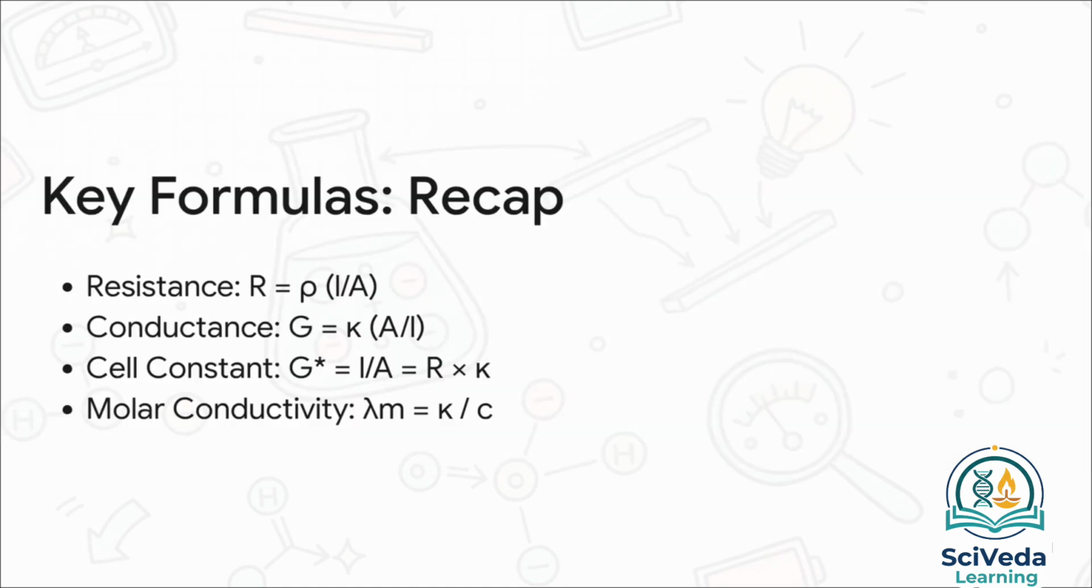Okay, before we wrap up, let's do a super quick recap of the most important formulas from today. We've got our basic definitions for resistance and conductance, we've got the cell constant, G star, and the 2 ways to think about it, and of course our formula for molar conductivity. I would definitely make sure these are front and center in your notes because you're absolutely going to need them.